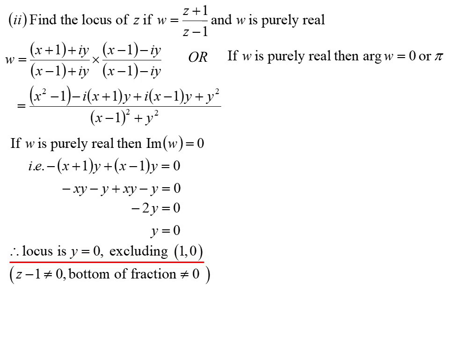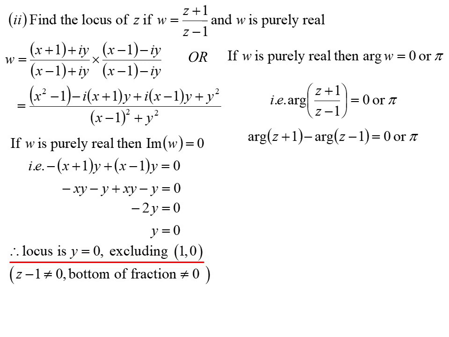Now, if w is purely real, then I know the argument has to be 0 or it has to be pi. So we're saying the argument of z plus 1 on z minus 1 is equal to 0 or pi. Think about what this says. If I was to play with the rules, I get argument of z plus 1 minus the argument of z minus 1 is equal to 0 or pi. Well, what was argument? That's the direction of the vector. So we're saying the difference in the direction of the vector is either 0 or it's pi. We've got to be talking about the same line, because there's no difference in the arguments. They've got the same direction. Or pi, they're going in opposite directions.